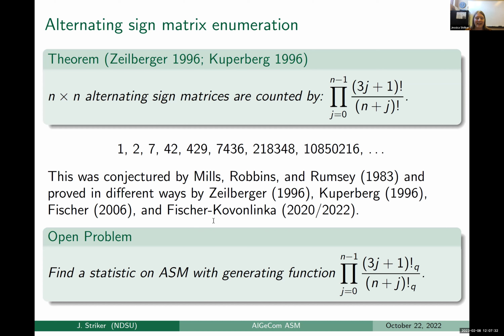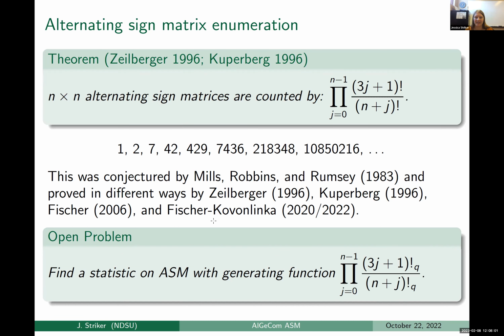And then there's been some other work on proving this in other ways more recently. But here is my thesis problem, which is still open. Find a statistic on alternating sign matrices with generating function this formula, when you put some q's on it. So I tried a lot of things. It didn't work. I don't know, but it did seem like a good entry into this area. And in fact, at least it served the purpose of getting me interested, even if I couldn't solve that. Thankfully, I did solve a few other things.